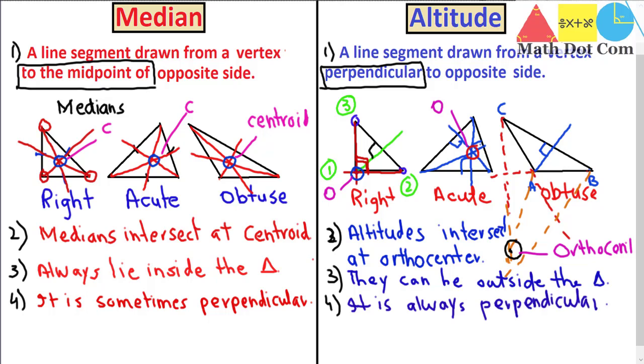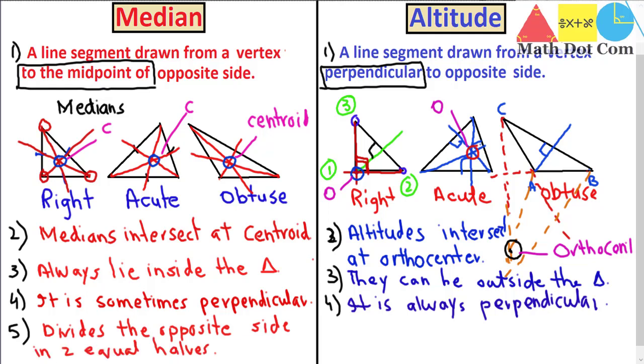The last difference between the two is that the median divides the opposite side into 2 equal halves because it intersects at the center of the opposite side. So I will write here: divides the opposite side in two equal halves, while there is no such condition in case of altitudes. An altitude may or may not divide the opposite side into equal halves.